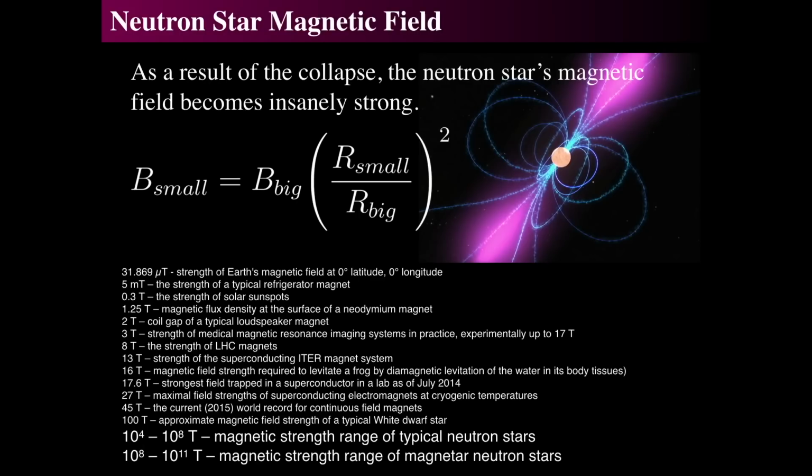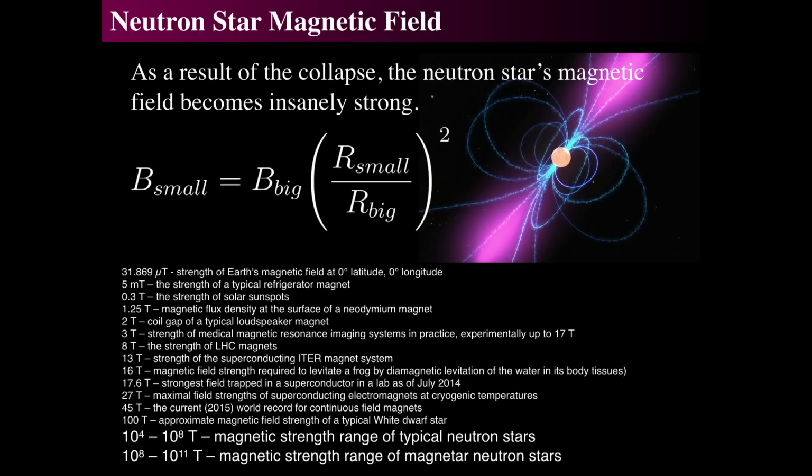A little bit stronger than that is our experimental magnetic resonance imaging, which is the strongest superconductor in the lab. And the maximum strength for short period magnets is about 27 Tesla, and 45 is continuous. 100 is the surface of a white dwarf. But neutron stars have 10,000 to 100 million Tesla.